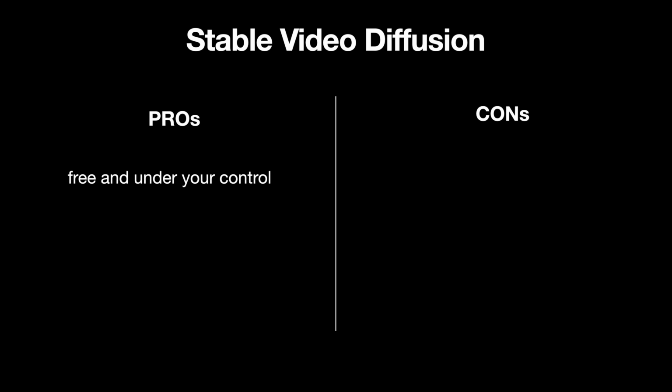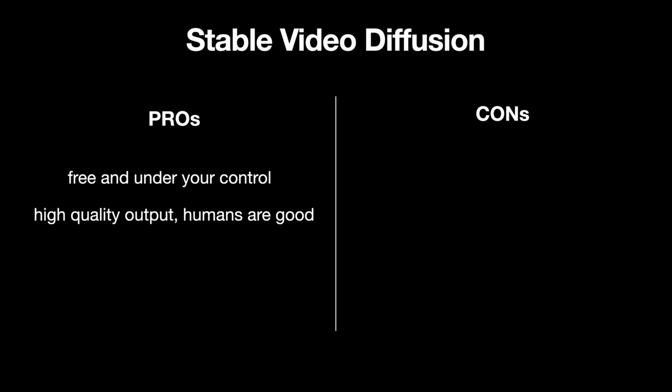It has some configuration options available and you can tweak them to get the best result, but unfortunately it is not supported by Automatic1111 yet, so you will have to use ComfyUI. So what are the pros of this model? Let's see. First of all, again, it is free and it is under your control because you have to install it in your Colab or your PC.